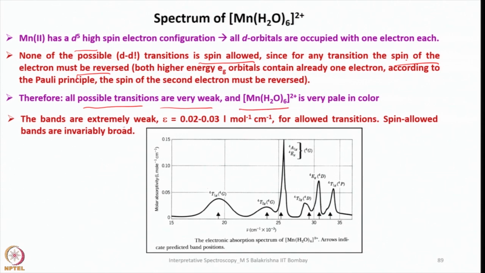Therefore, all possible transitions are very weak, and hence hexaaquamanganese 2 plus is very, very pale in color. The bands are extremely weak, which is reflected in its epsilon value of 0.02 to 0.03 liter per mole per centimeter. Spin allowed bands are invariably broad. You can see here the transitions observed for hexaaquamanganese 2 plus. These arrows indicate the positions of the predicted band positions here.